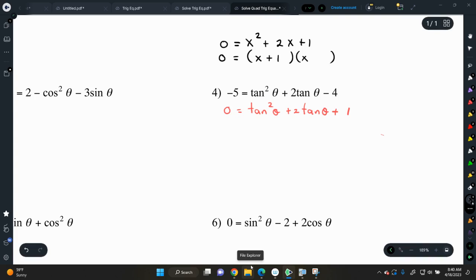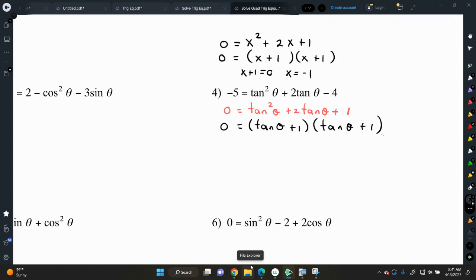x plus 1, x plus 1. So then x plus 1 equals 0, which means x equals negative 1. We're going to do the exact same thing, but it's tangent instead of x. So we're going to factor this as tangent theta plus 1 times tangent theta plus 1.